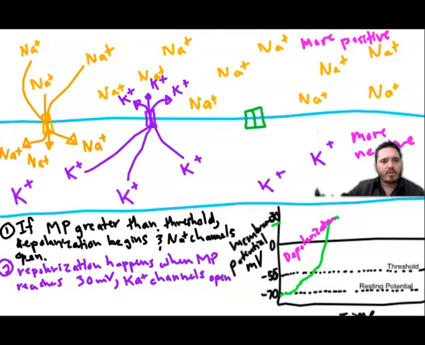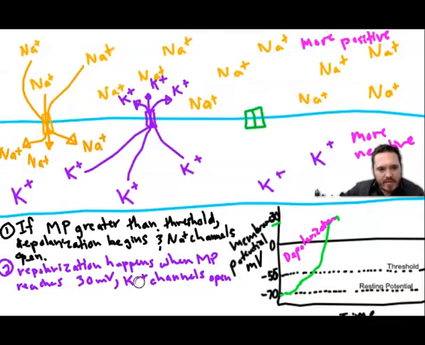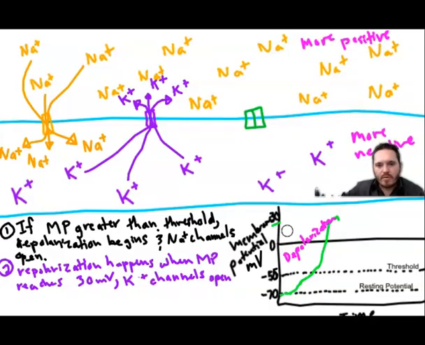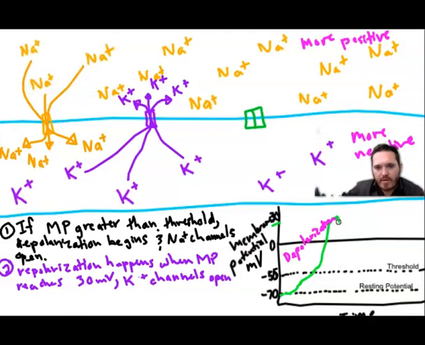Okay, so we're going to then show, because remember we said it gets more negative when the potassium channels open. Did I just say sodium channels? I think I did. That's when the potassium channels open. Okay, so we're going to show that on our graph over here.